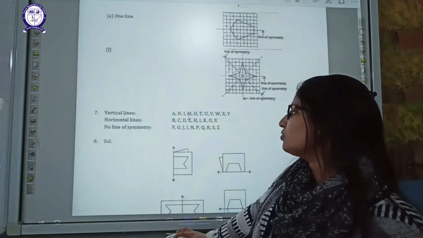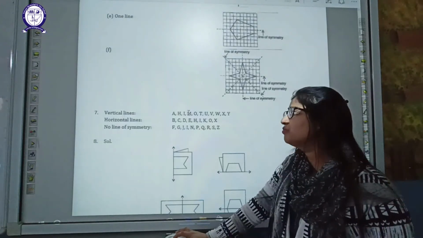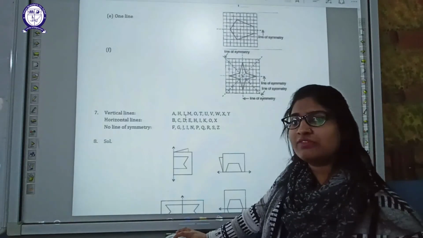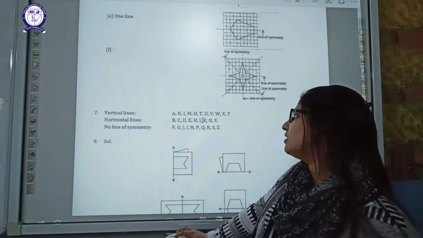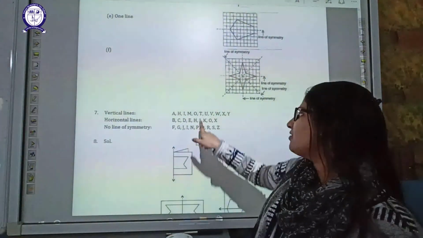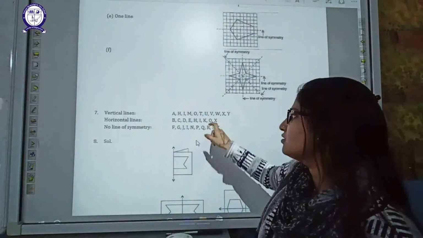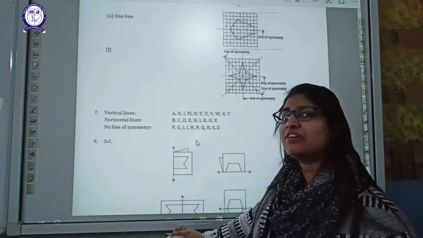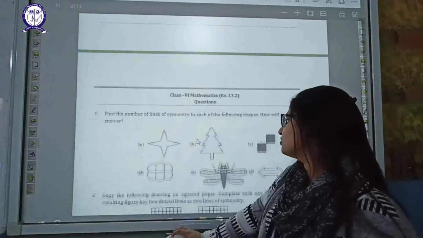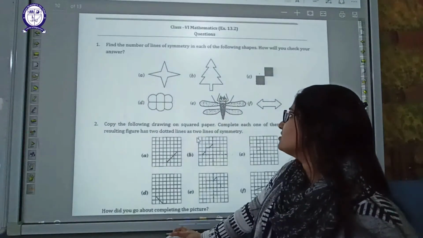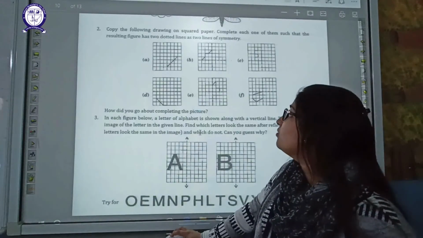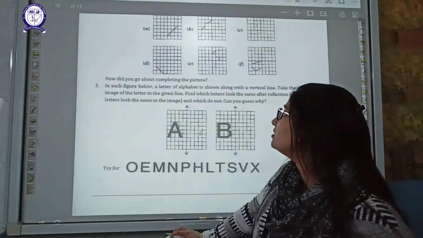And students, also you can check that many of the alphabets have both lines of symmetry, like I has a vertical line of symmetry and I also has a horizontal line of symmetry. Similarly, the alphabet O has both lines of symmetry. So some of the alphabets have both the vertical and the horizontal lines of symmetry. Okay. Now students, some figures are given to you and you have to tell how many lines of symmetry there can be.